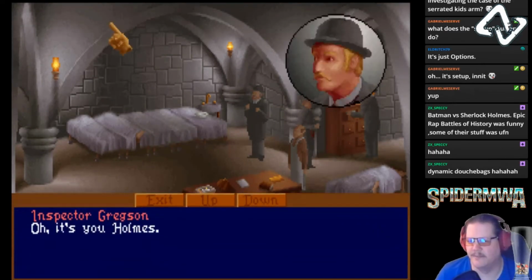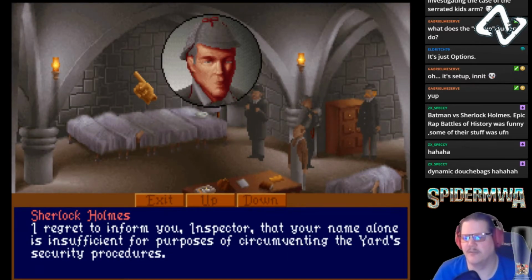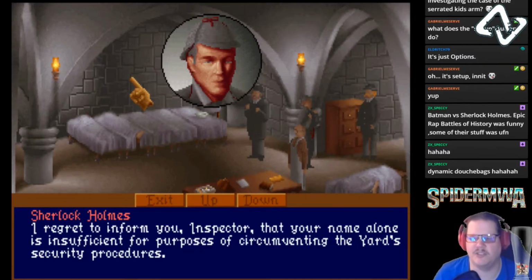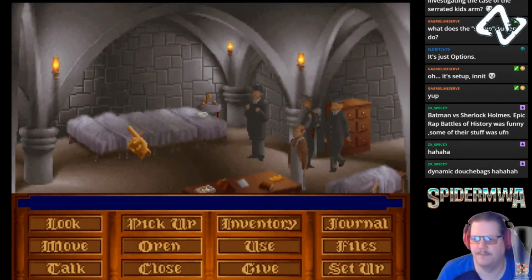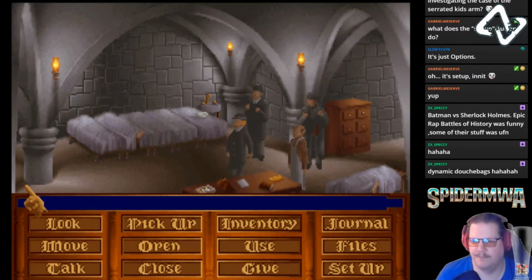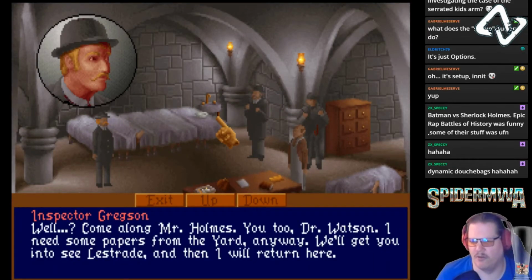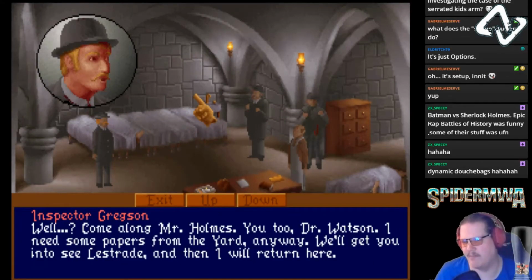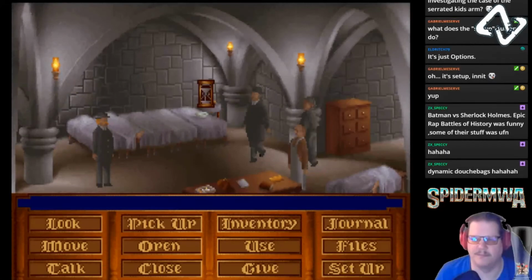Oi, Gregson. Hey, it's you, Holmes. I regret to inform you, Inspector, that your name alone is insufficient for purposes of circumventing the yard's security procedures. What? Well, come along, Holmes, and we'll get this sorted immediately. Come along, Mr. Holmes. You too, Dr. Watson. I need some papers from the yard anyway. We'll get you in to see Lestrade, and then I will return here.